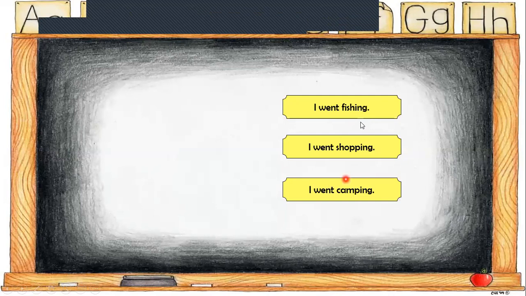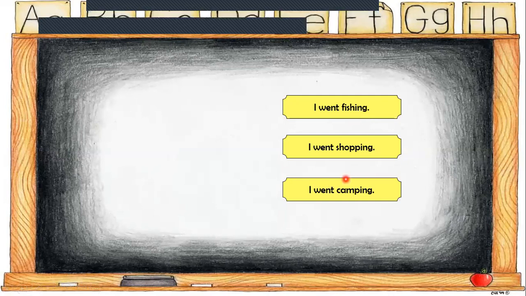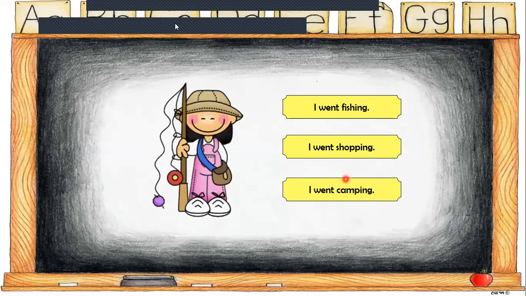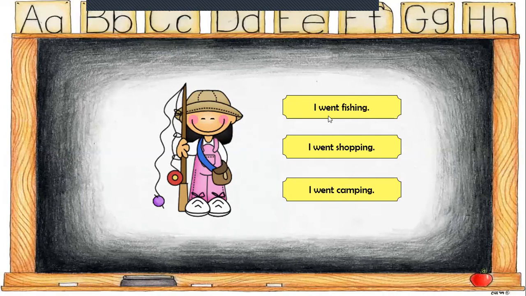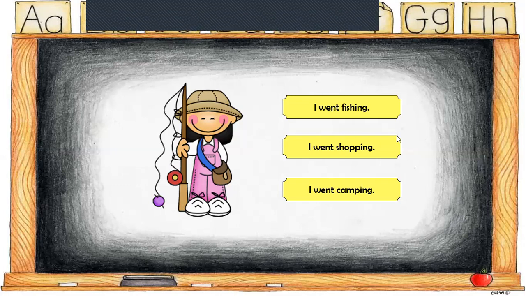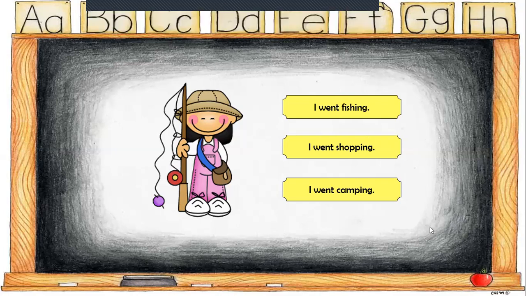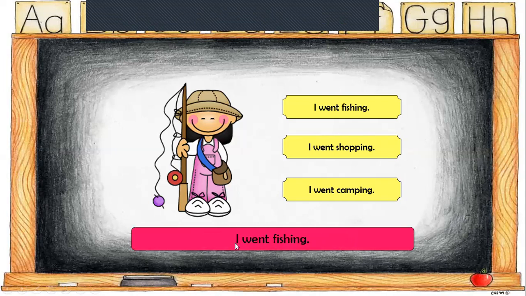So we have, I went fishing, I went shopping, I went camping. What I want you to do is to look at the picture and try to choose the right sentence. All right? Try to remember what we learned in Unit 7 about hobbies and activities, leisure activities. So, which one is correct? What did she do yesterday? I went fishing, I went shopping, I went camping. Which one? First one. Excellent. I went fishing.